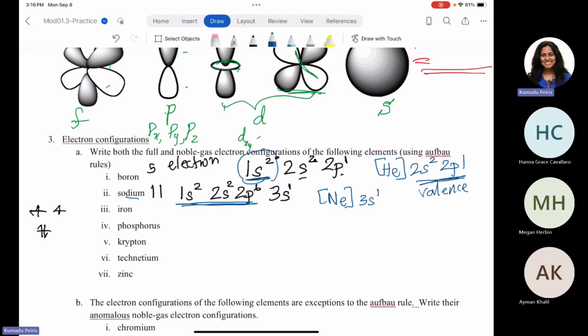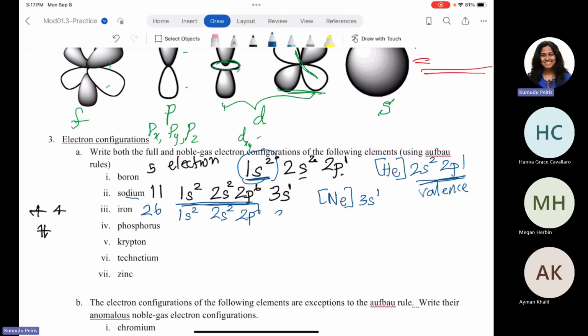Next, we'll move to iron, and the atomic number, the electron count for iron, is 26. Let's work on that. 1s2, 2s2, 2p6, right? 10 electrons were filled, but 16 left.